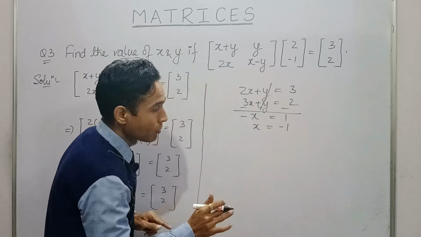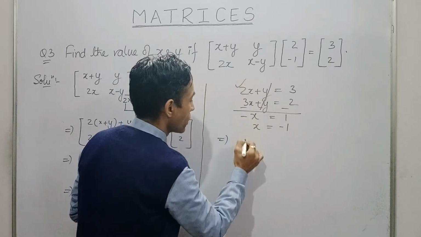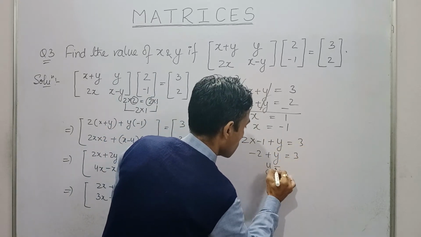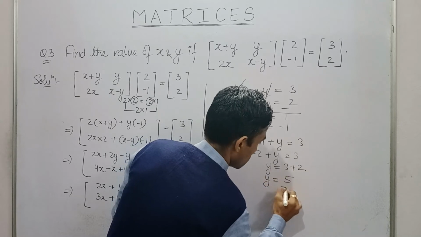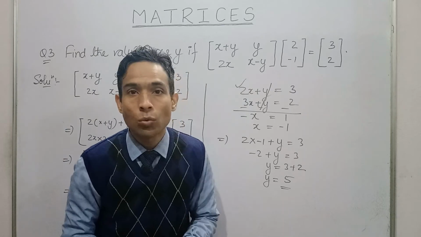So the value of x is -1. Putting x is equal to -1 in this first equation, so the value of y is 5 and x is -1. Let's do our next question.